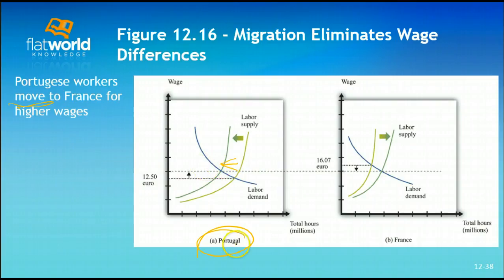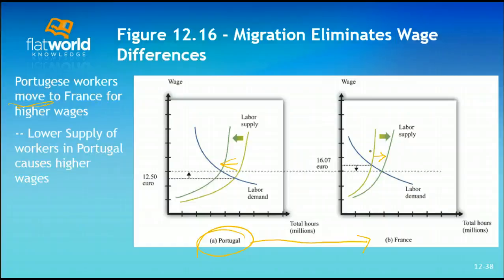And that's because Portuguese workers would be leaving Portugal to go to France, where the labor supply would be expanding at exactly the same amount that the Portuguese labor supply was contracting, because those workers are moving in order to get the higher wages. Thus, in this graph, what we see is there will be a lower supply of workers in Portugal, but a greater supply of workers in France.